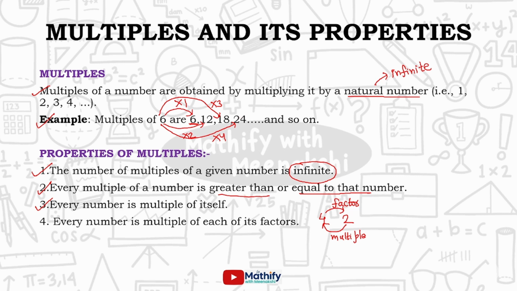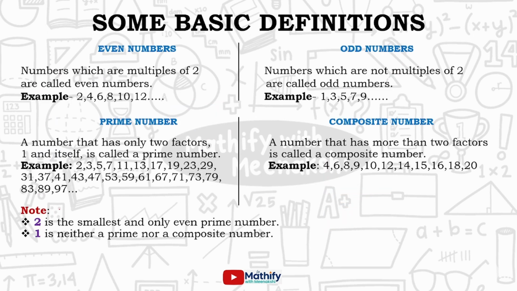Now let's move to the next topic, and that is some basic definitions. First you should know the difference between even numbers and odd numbers. Numbers that are multiples of 2 or that are divisible by 2 are known as even numbers. It's very simple, just see the table of 2: 2, 4, 6, 8, 10, 12, and so on. And odd numbers are numbers that are not multiples of 2. If a number will not come in the table of 2, you can say all those numbers are odd numbers: 1, 3, 5, 7, 9, and so on.